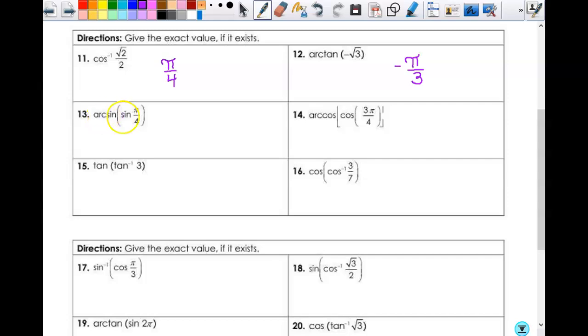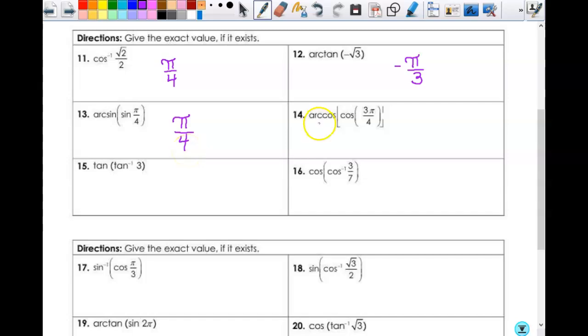So then I want the arcsine of the sine of pi fourths. Well, since this falls between negative pi halves and pi halves, my answer is just pi fourths. But I could work it out. I could take the sine of pi fourths, that's the square root of 2 over 2, and then the sine inverse of that gives me pi fourths right back.